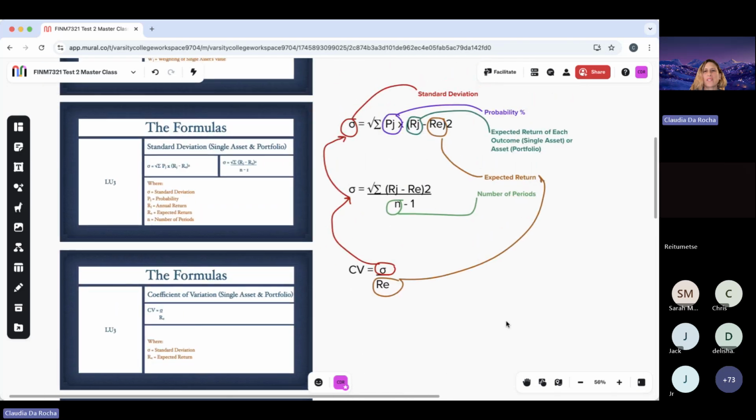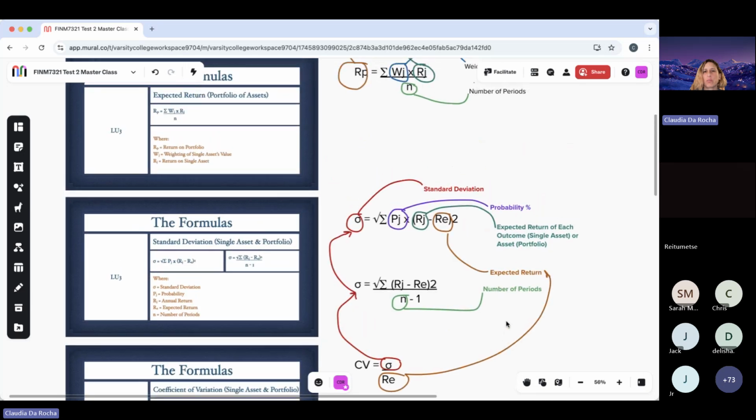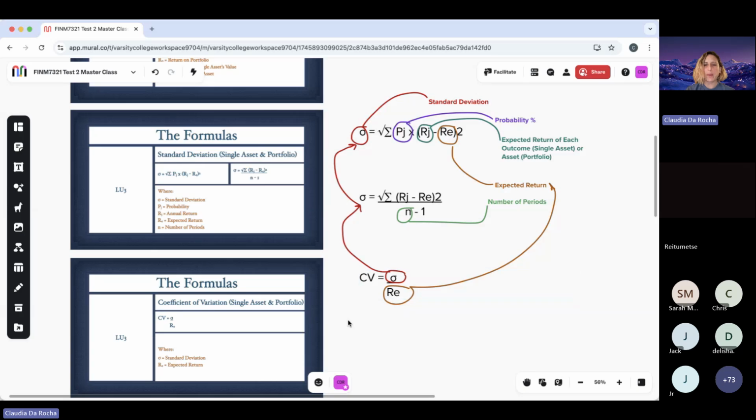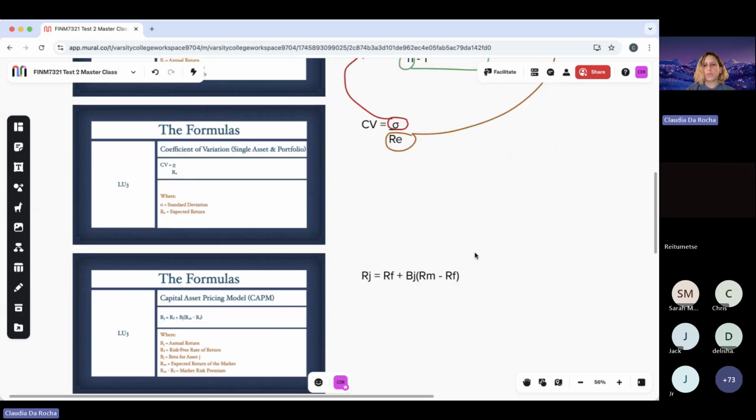Any questions on the risk formulas before we move on? I'll do the last one for learning unit 3. Okay, no questions. Good. All right, so last one, your CAPM to calculate return.